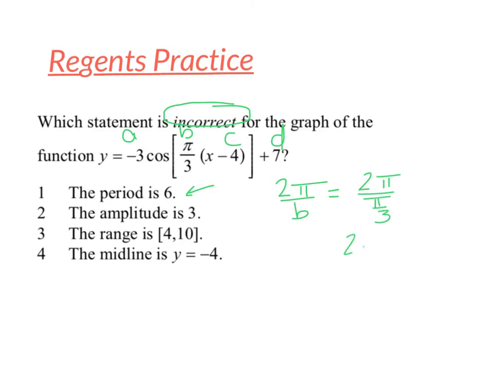And if we keep the 2 pi, change and flip the pi over 3 to 3 over pi, the pi's will cancel and you get 6. So this is a true statement. So the first statement's good.